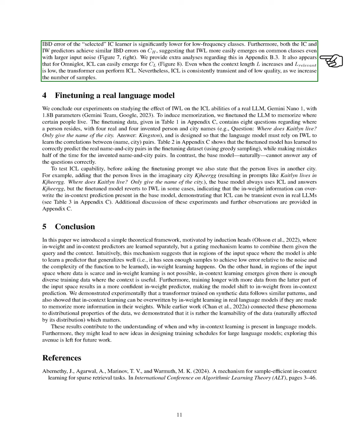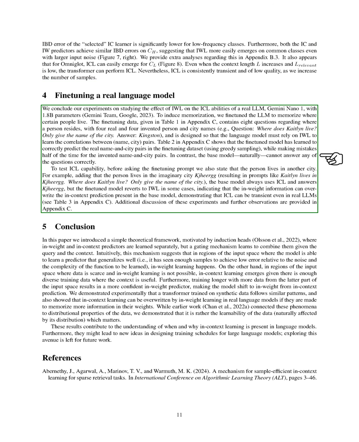For the Omniglot dataset, we find that ICL can easily emerge for low-frequency classes. Even when we increase the context length and the relevant context is low, the transformer still manages to perform ICL. However, we notice that ICL remains temporary and of low quality as we increase the number of samples.